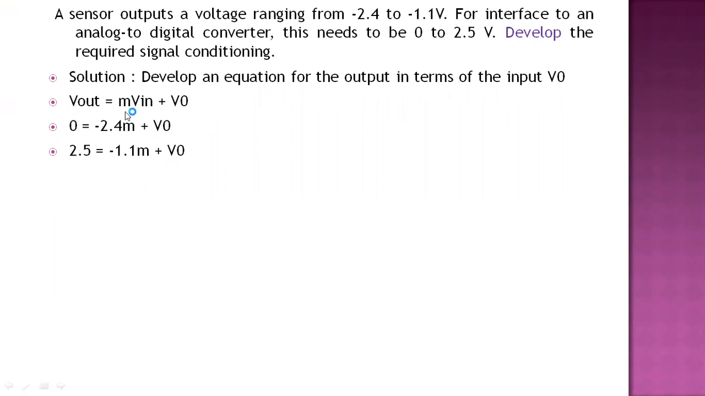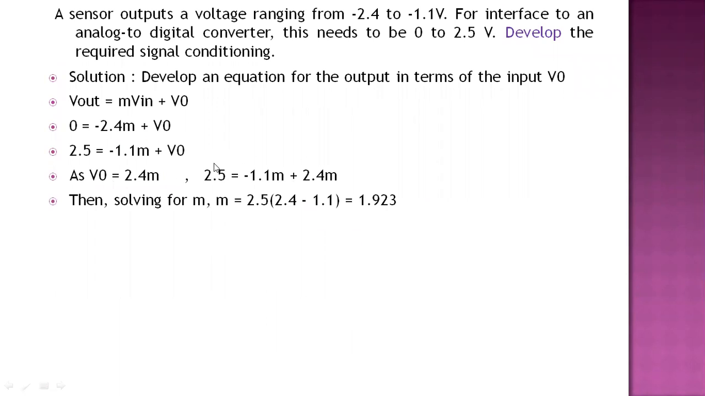So just consider the same. Okay, then write down the two equations for the output in terms of the input. So here you can find out VO is equal to 2.4 when M is zero, so the equation will be what? 2.5 is equal to minus 1.1 M plus 2.4. So if you solve this equation for M, you will get M is equal to 2.5 minus 2.4 divided by minus 1.1, which is 1.923.